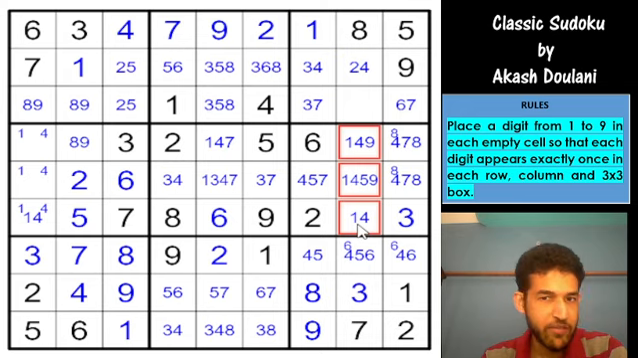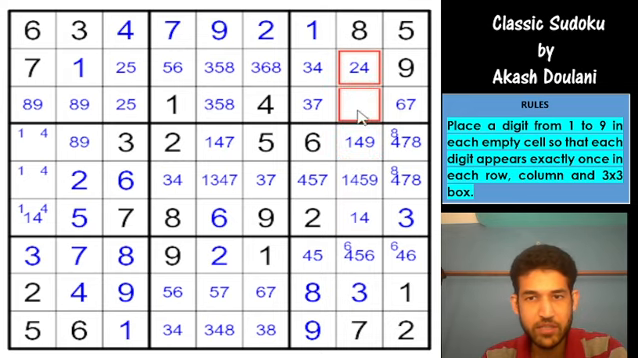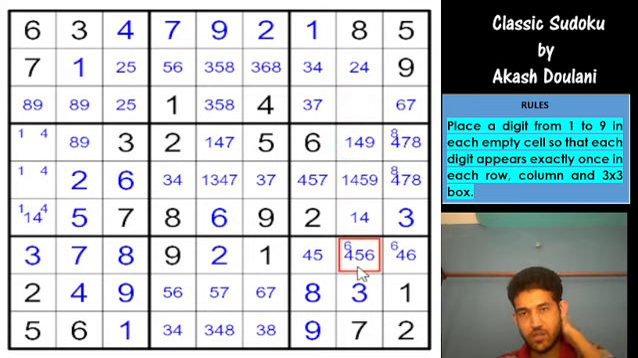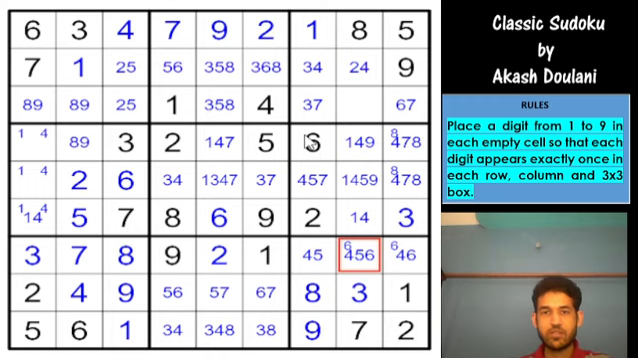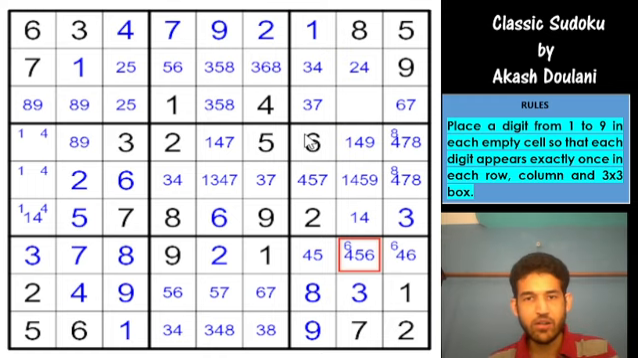Okay, I have 1459 here, so 26 must go into these 3 cells. Seems to be tough at this point. There's surely some kind of chain, I think, because there doesn't seem to be any logic.